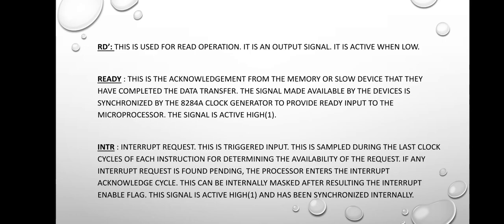Next one is first RD bar. Here RD bar is an active low pin. It is used for the read operation. Whenever it wants to read, for the reading operation, the RD bar pin is low because it is an active low pin. Active low means it is only active whenever the input is 0. It is an output signal, not an input signal, and it is active only when it is low.